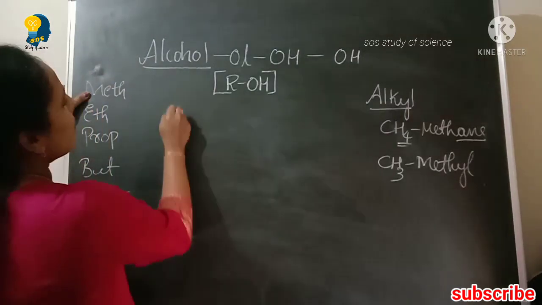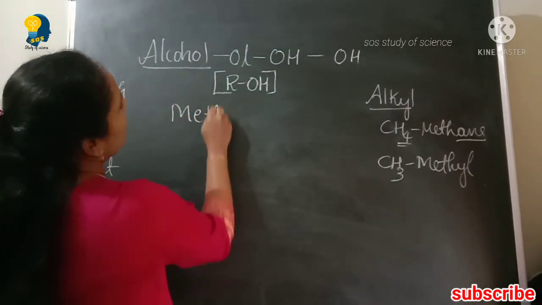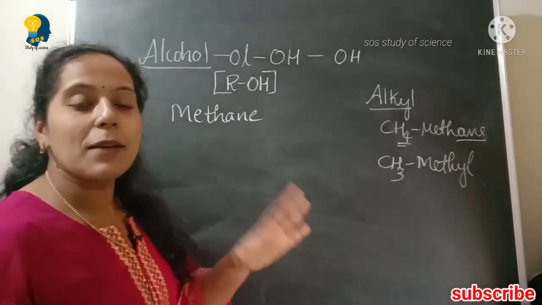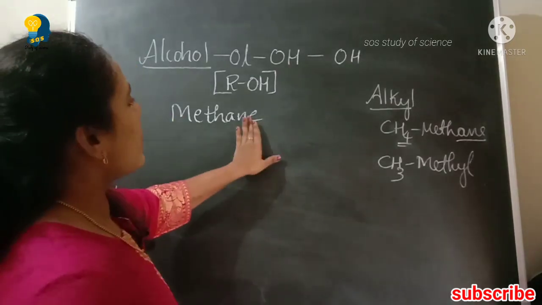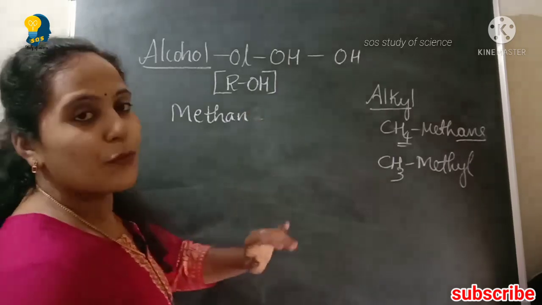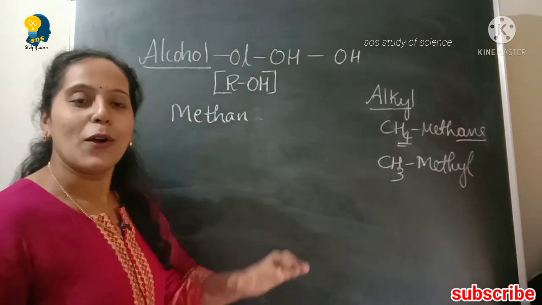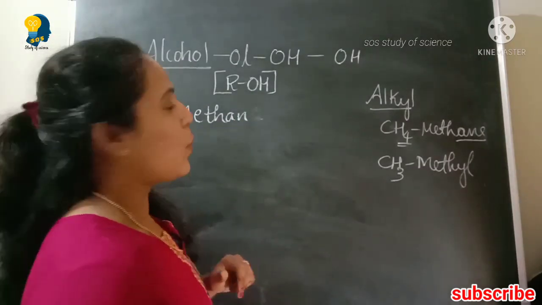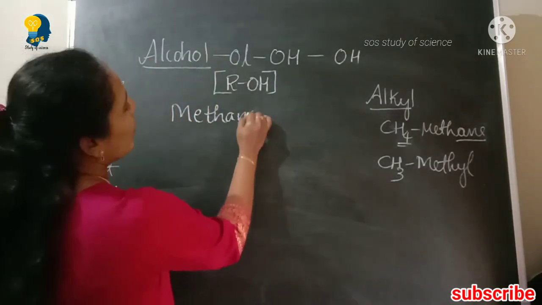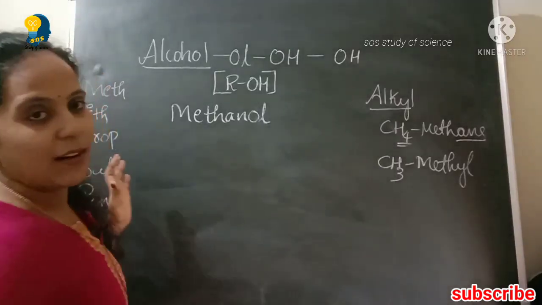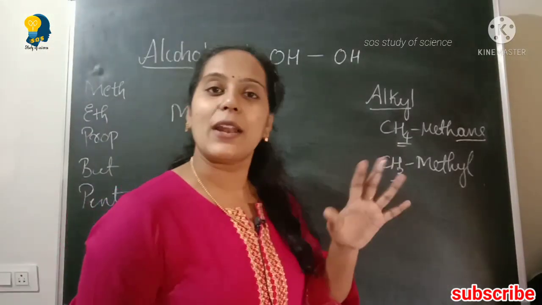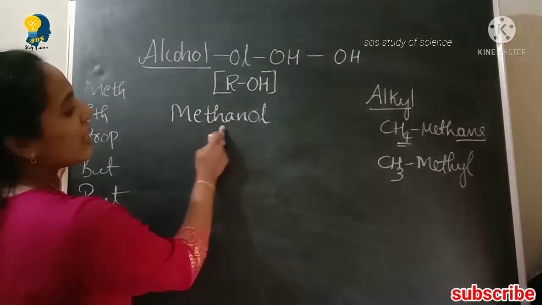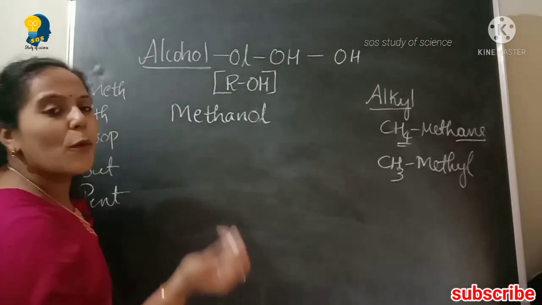So meth, very easy to write the names, guys. Just write methane. How to write methanol? Just remove E from methane. For all the other functional groups also, you can follow a similar way. Just remove E from the name, then add OL. So it becomes methanol. Now what happened? ROH, methanol. So meth means how many carbon atoms?